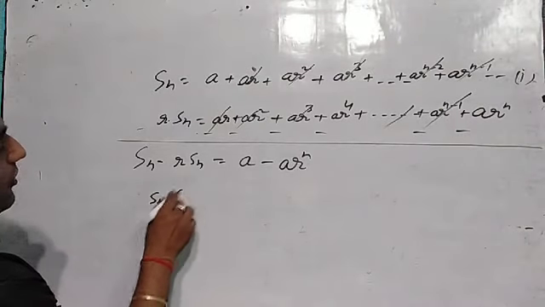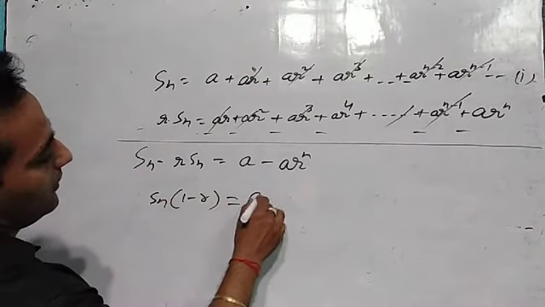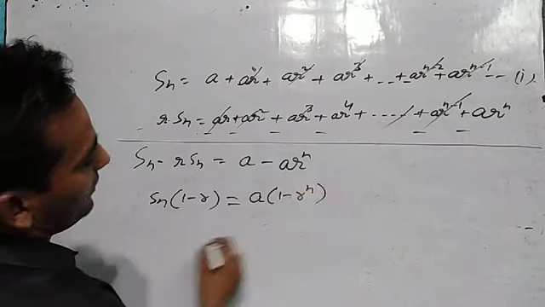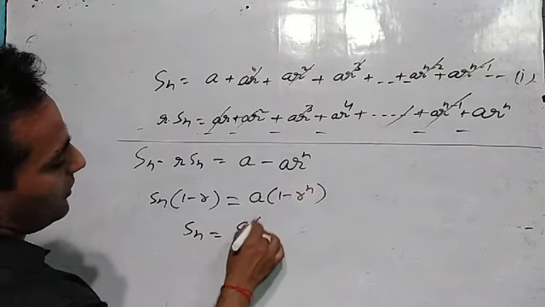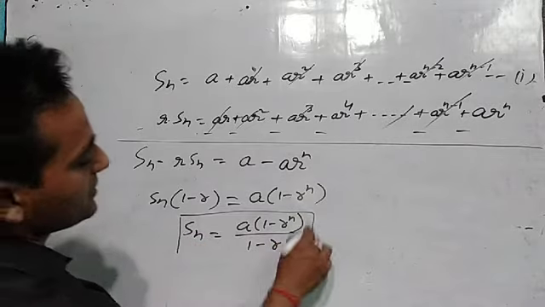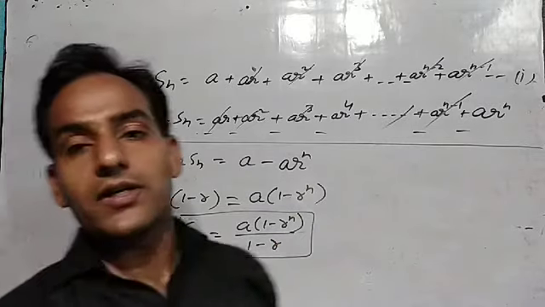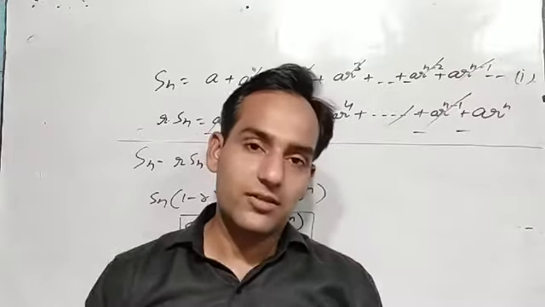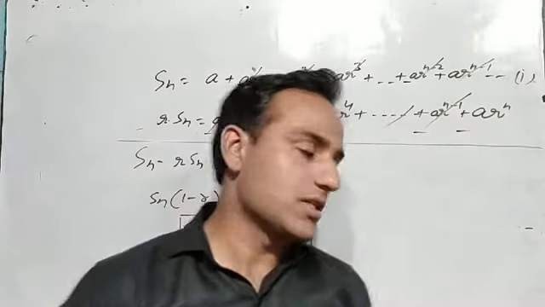So now Sn will be common, we will have 1 minus r, and a will be common, 1 minus r power n. So Sn is equal to a into 1 minus r power n upon 1 minus r. So this is the sum of a GP series up to n terms.